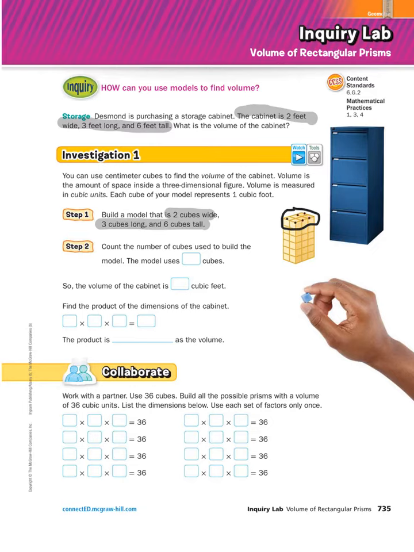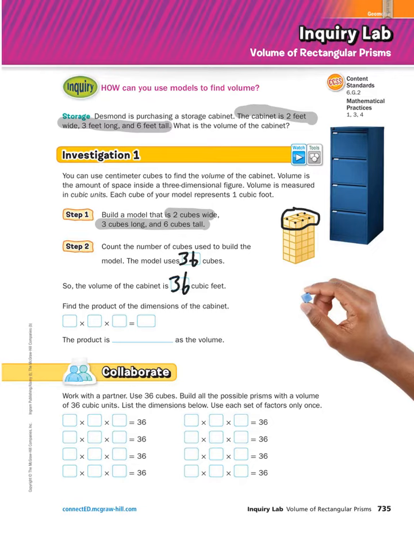So if there's 6 cubes on that top layer, that means that each of these layers, this is a layer, this is a layer, this is a layer, looks like this and has 6 cubes. So I'm going to count by 6s for each layer. This top one is 6, the second one is 6 more, we're at 12, 18, 24, 30, and 36. So here we know the model uses 36 cubes, even though you can't see them all. So the volume of the cabinet is 36 cubic feet.